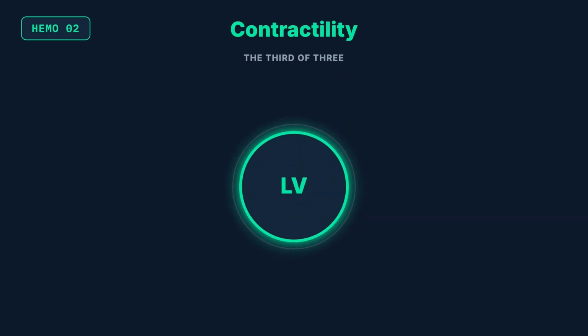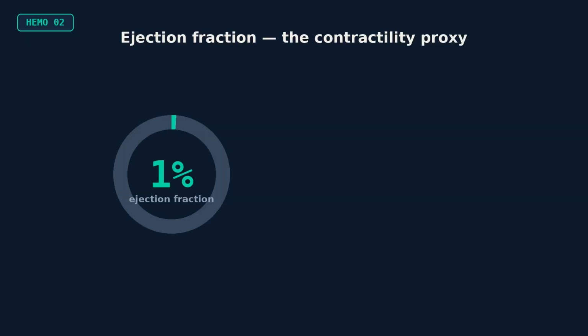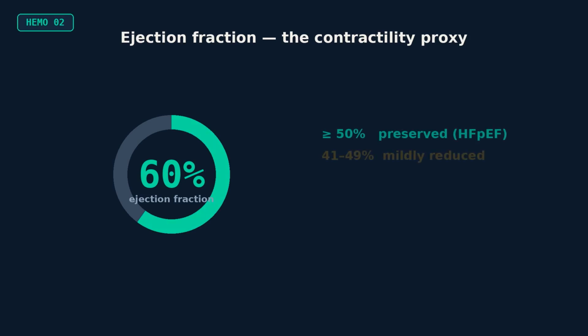Contractility is the muscle's own intrinsic squeeze strength, independent of how full it is or what it's pushing against. The bedside proxy you'll see on every echo report is ejection fraction, EF, the percent of the filled ventricle that actually gets pumped out. Normal runs roughly 55 to 70%. At or below 40%, that's heart failure with a reduced ejection fraction, HFrEF. 41 to 49 is mildly reduced, and 50 and up is preserved.